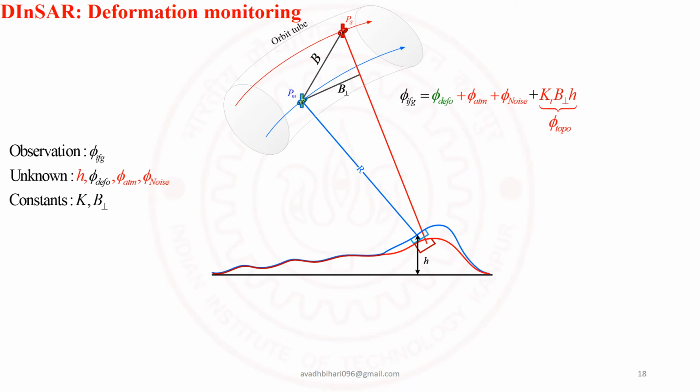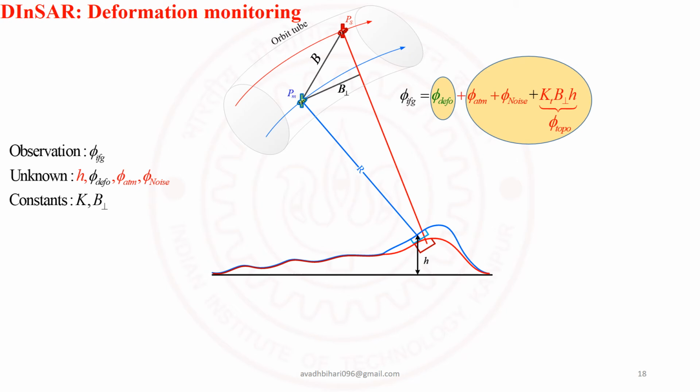Now we'll see a strategy for deformation monitoring. In this application, our purpose is to estimate deformation of the resolution cell. Again, one equation and four unknowns, in which the component of my concern is deformation, and other phase components like atmospheric phase component, topographic phase component, and noise are nuisance phase components.